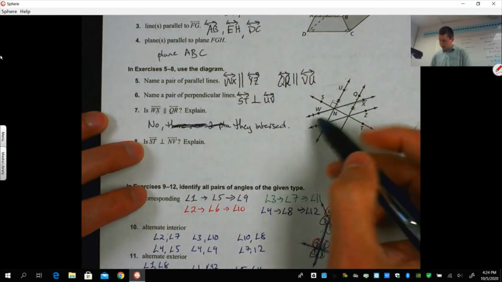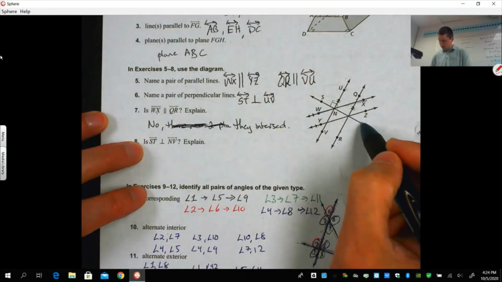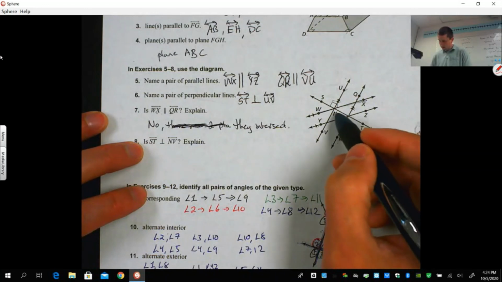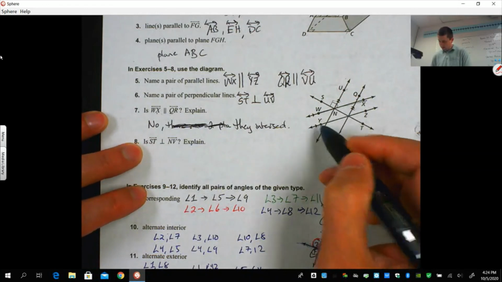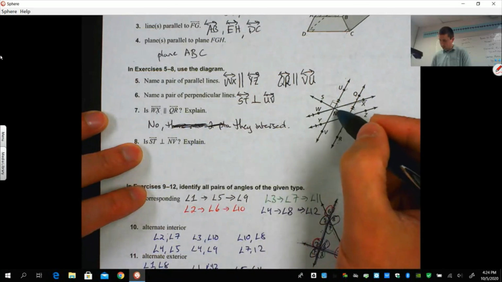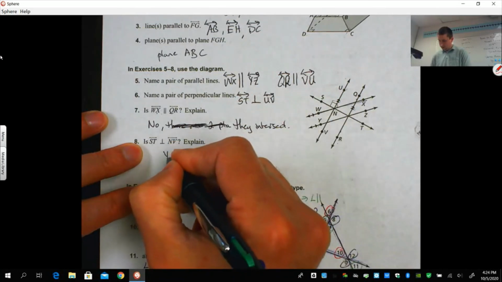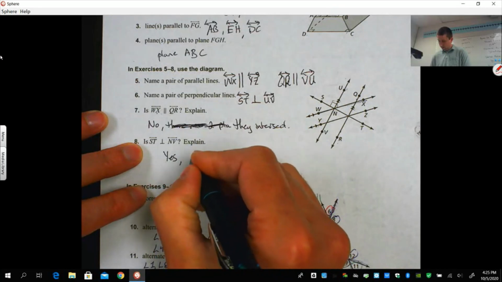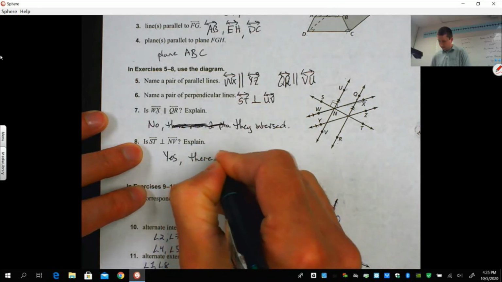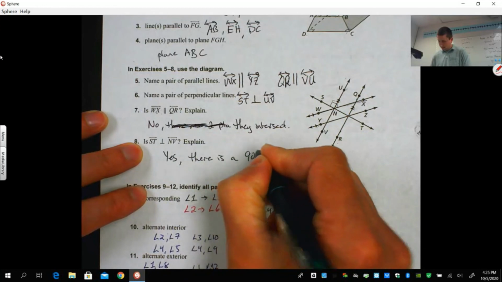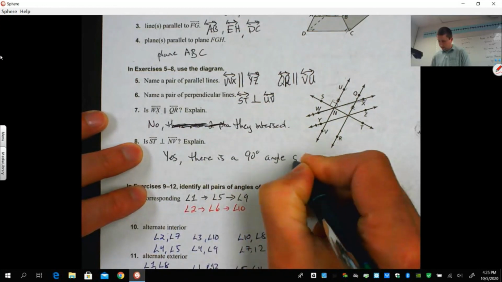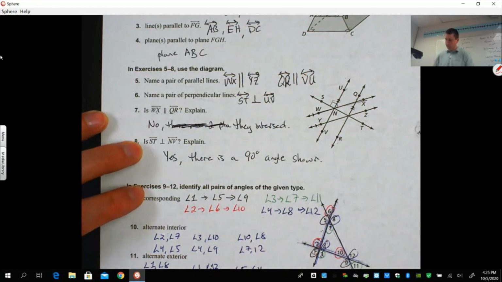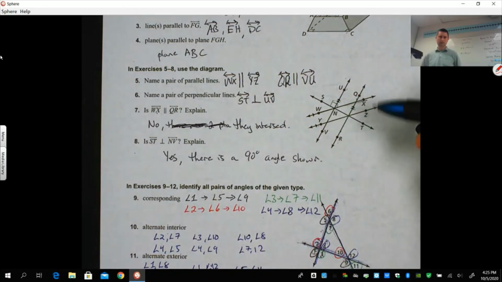Is ST perpendicular to NV? We would say yes here. Now just say there's a 90-degree angle shown. You don't have to make it rocket science. Just say, yeah, it's 90 degrees there. Of course it is.